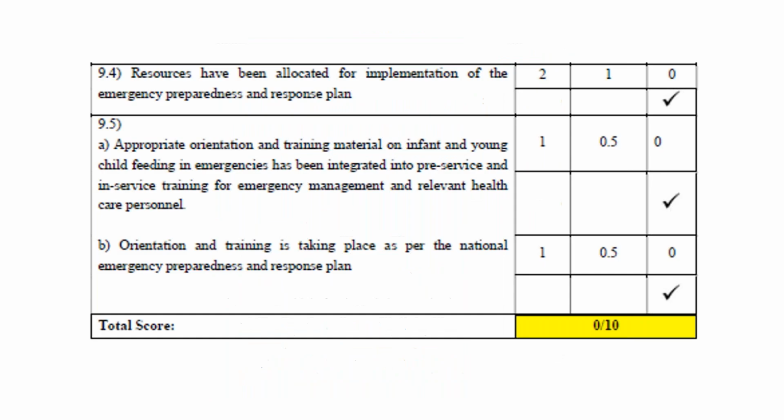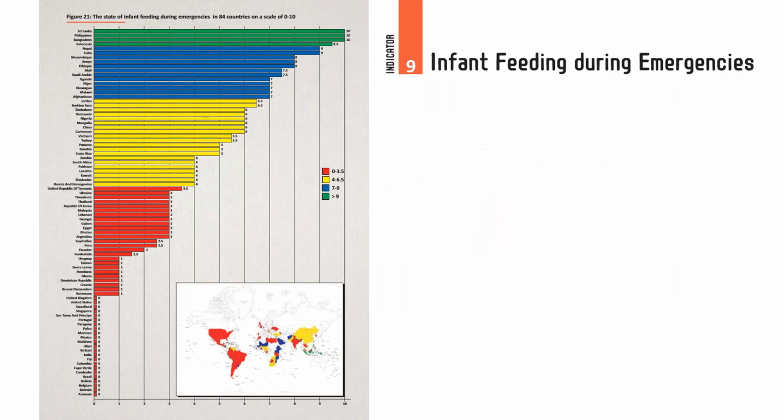And probably the most horrifying part about this is that we do have policies on exotic pets during emergencies, but we don't have policies on infants and young child feeding during emergencies. So this is one of our worst scores. We scored 0.9, which is emergency preparation. So it's not going to surprise you at all to know that we are red.